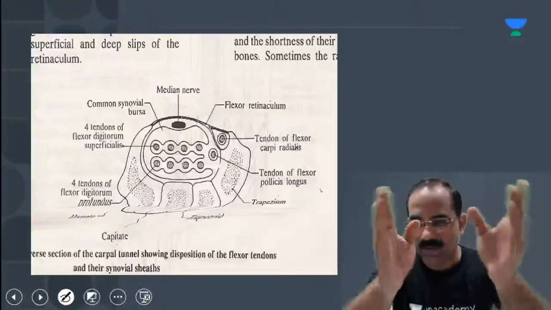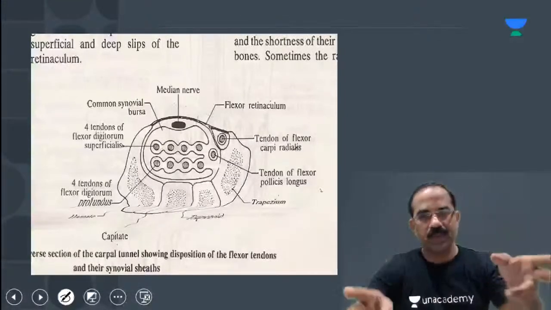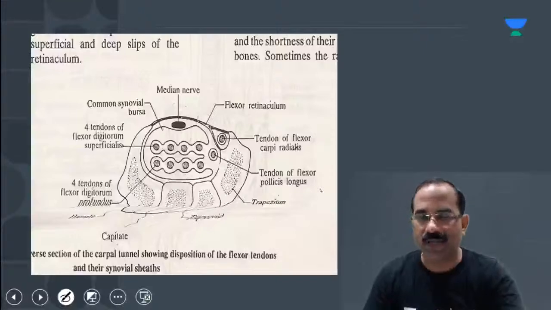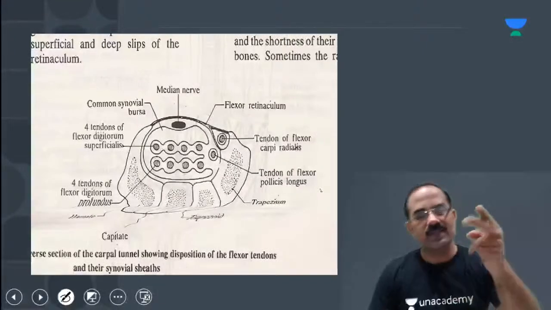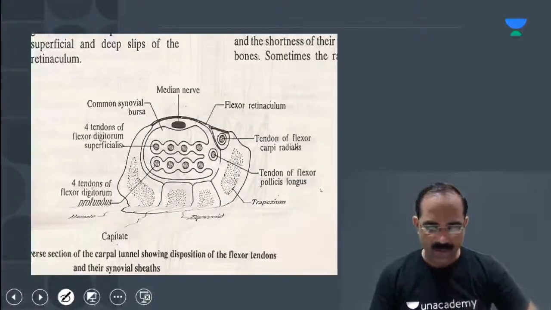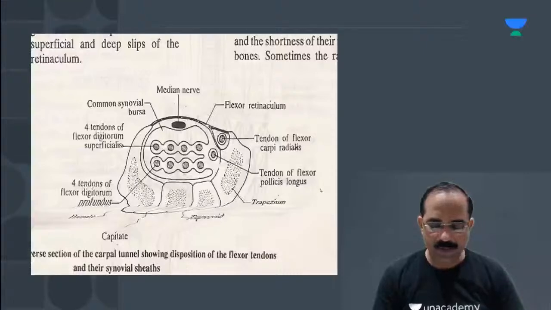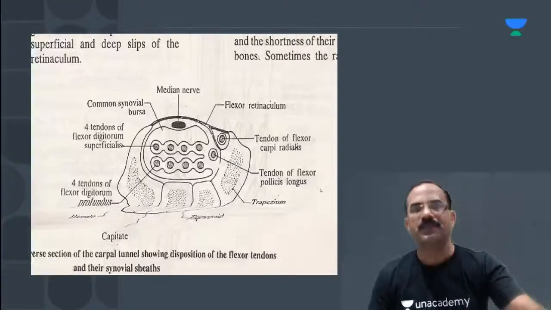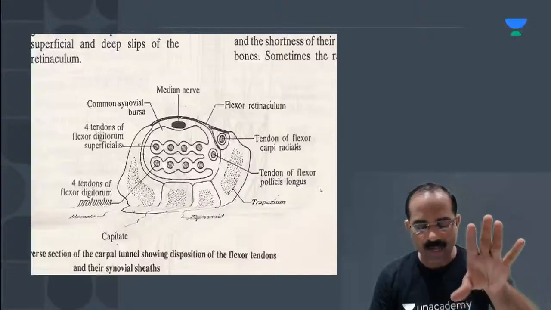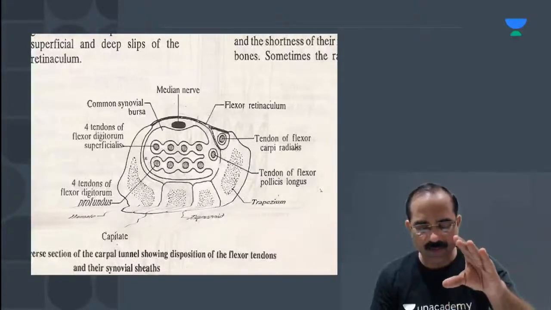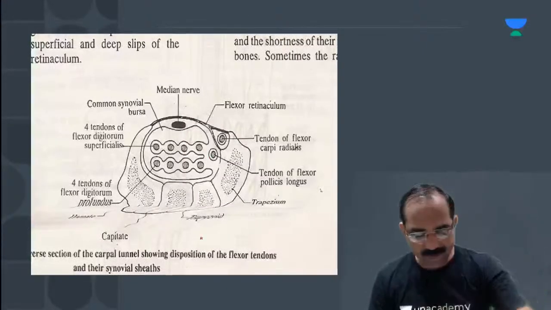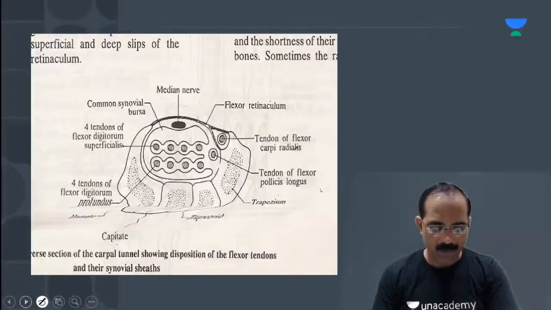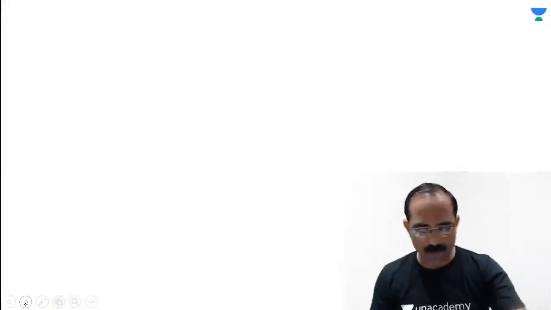The flexor retinaculum. These two ends will be connected by the flexor retinaculum. Right? Now have a look at this. This is the flexor retinaculum, and these are the carpal bones. Between the carpal bones and the flexor retinaculum, you get a tunnel here. This is what we call the carpal tunnel.